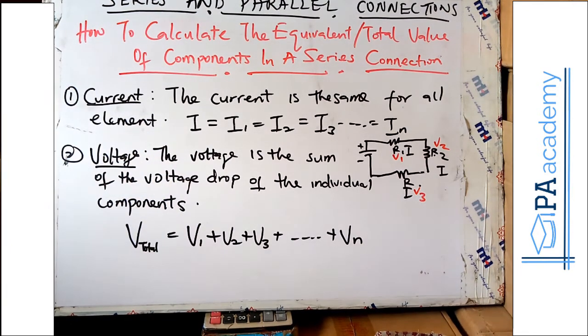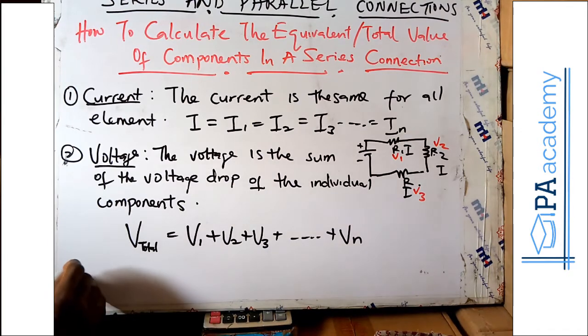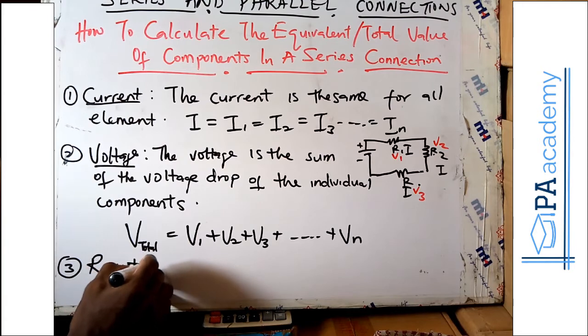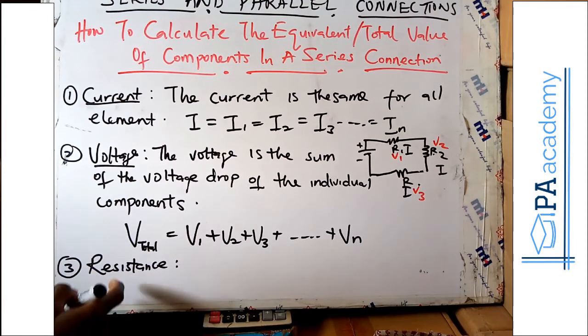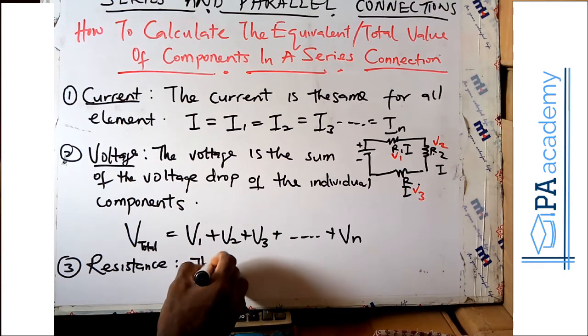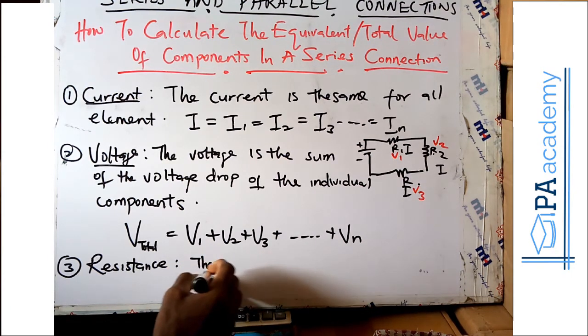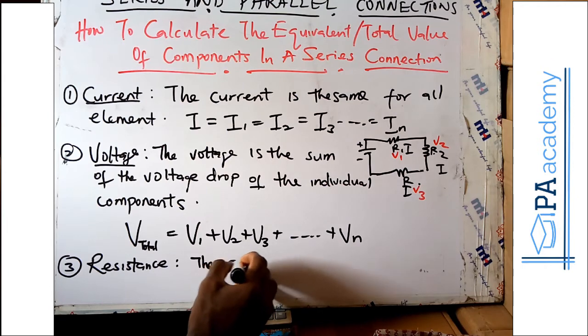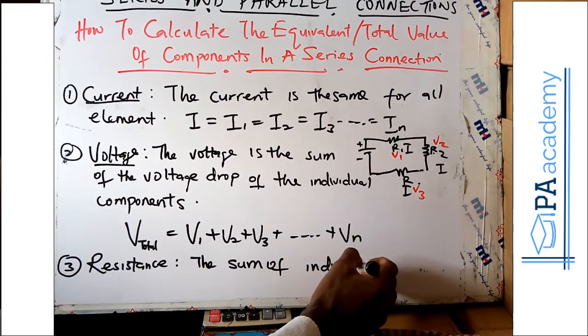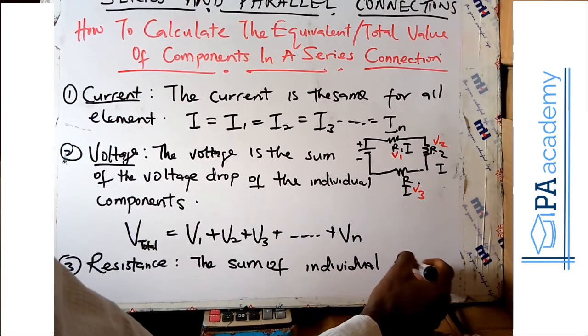So we are going to be looking at another one, which is resistance. To get the equivalent resistance in a series circuit, you just add the individual resistances, the sum of the individual resistances.